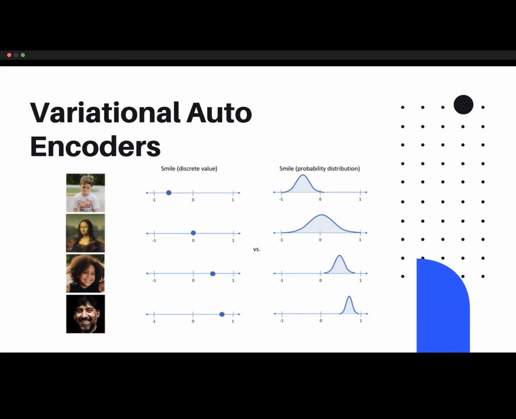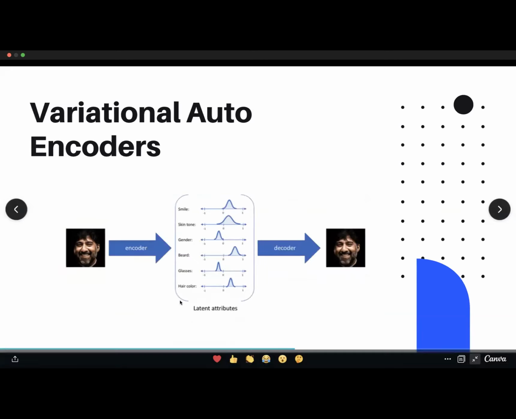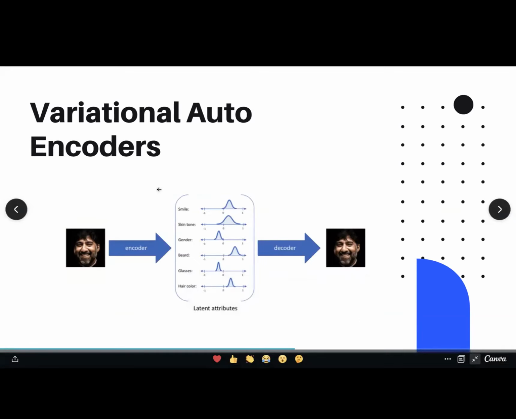So if you can use this method to decode the input image, can you use the same thing to generate a new image? Absolutely. You just put some random numbers here in the smile probability. You put something here, something here, something here for the skin color. You just use some random numbers, and then from those random numbers, you can use the decoder to actually generate an actual new image.